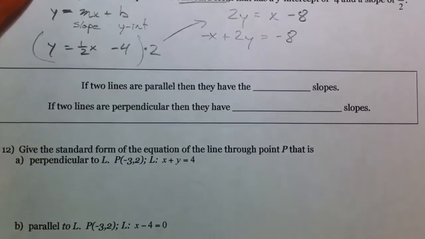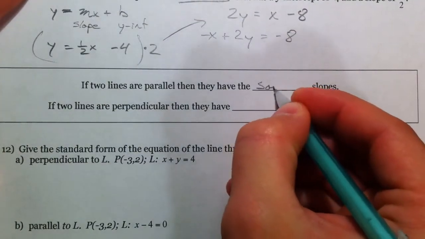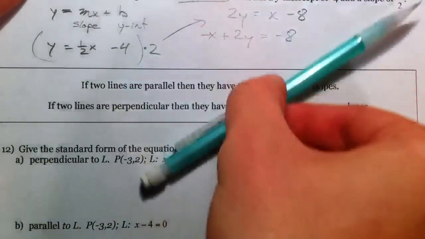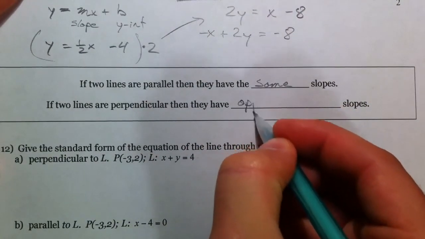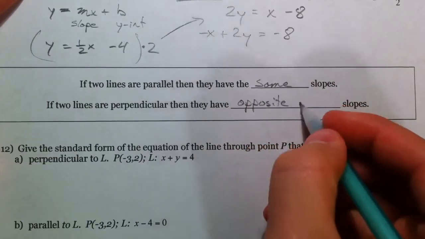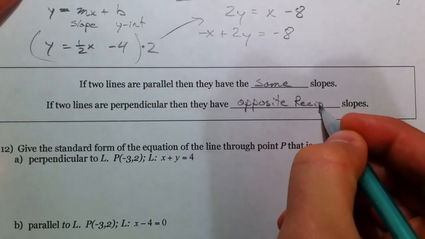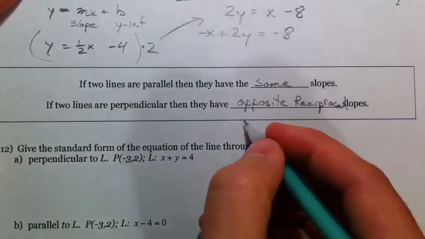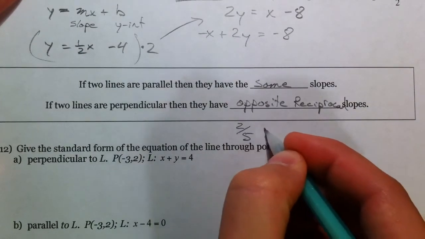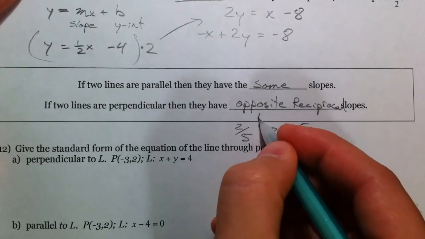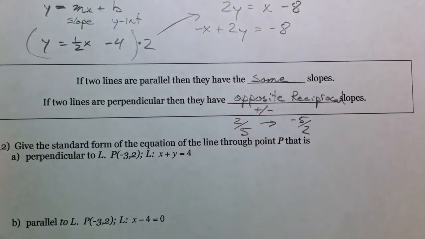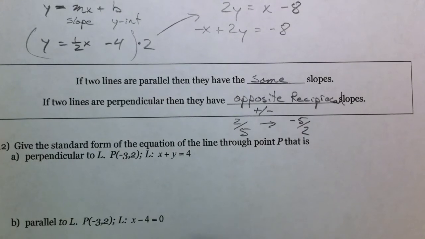Remember, if two lines are parallel, they have the same slopes because they are going the same exact direction. If two lines are perpendicular, they have the opposite reciprocal slopes. So if it's 2/5, that means you're going to make it the opposite, negative 5/2. The opposite meaning plus or minus becomes the opposite. And then reciprocal meaning you flip it over. Not always do you have a fraction, so you just have to be careful about that.